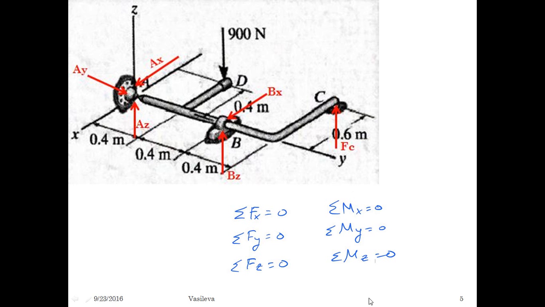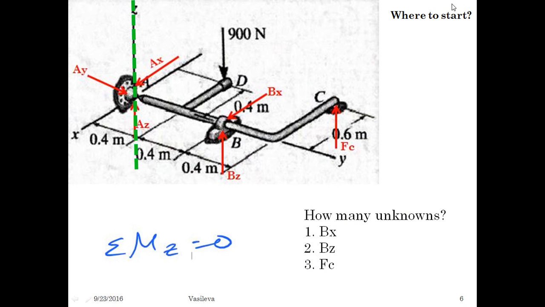So we know we're going to have to find some of the moments and some of the forces. Where do we start? A lot of you are confused as to where to start. The first thing I do is look at every single axis. Let's start with the z-axis. If you're looking for all of the moments about the z-axis, because these forces AY, AX, and AZ fall on the axis, we can ignore them. So the only unknowns we have then are BZ, BX, and FC.